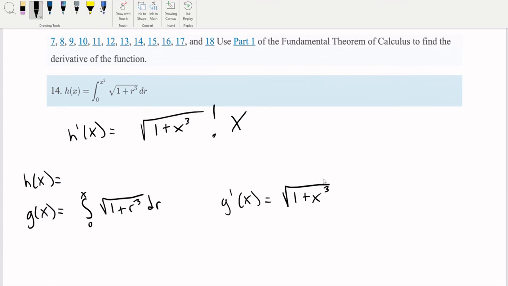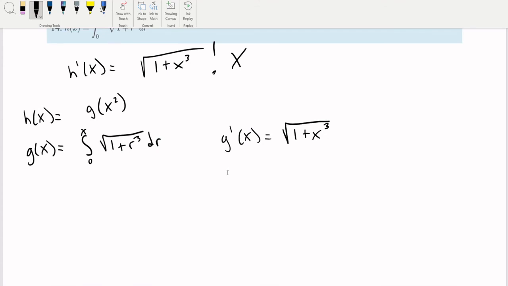So okay, sweet. But h of x then would be g of x squared. See how I'm now writing this as a composition? This x squared would get plugged in, go up top, and boom, that's h of x. So, okay, what's the derivative then? Well, h prime, this is chain rule, right? This is equal to g prime of x squared times the derivative of x squared. But I know g prime. Fundamental theorem tells me it's this.